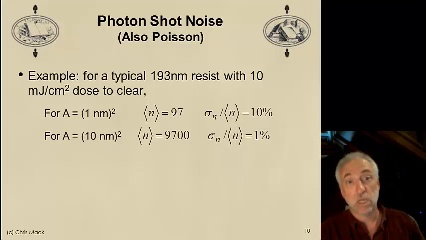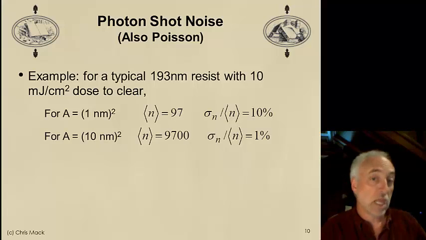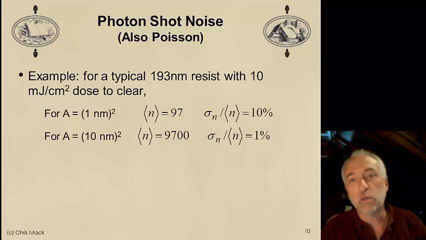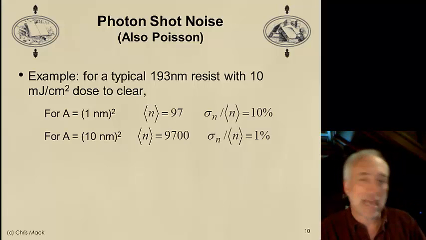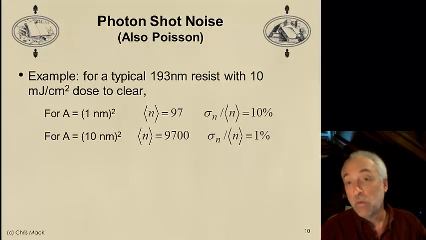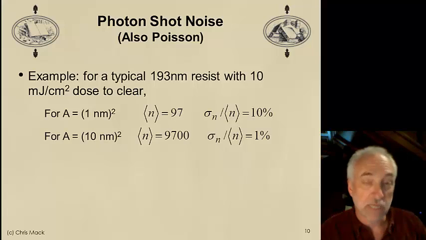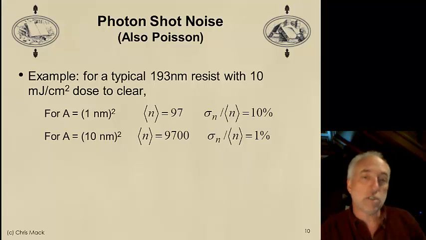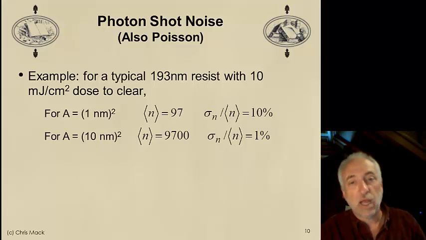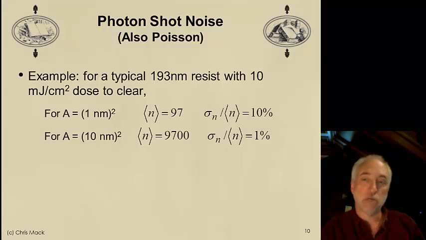feature edge. So if I look at the feature edge, where it's seeing about a 10 millijoule per square centimeter dose, and I think about a 1 nanometer square area, then over the course of that exposure, 97 photons on average will pass through that area and go into the photoresist. That means there's about a 10% variation in the number of photons, so 97 plus or minus 10%. But if I look at this larger volume of 10 nanometers on a side, then I will have 9,700 photons on average, and the photon shot noise will only be 1%.